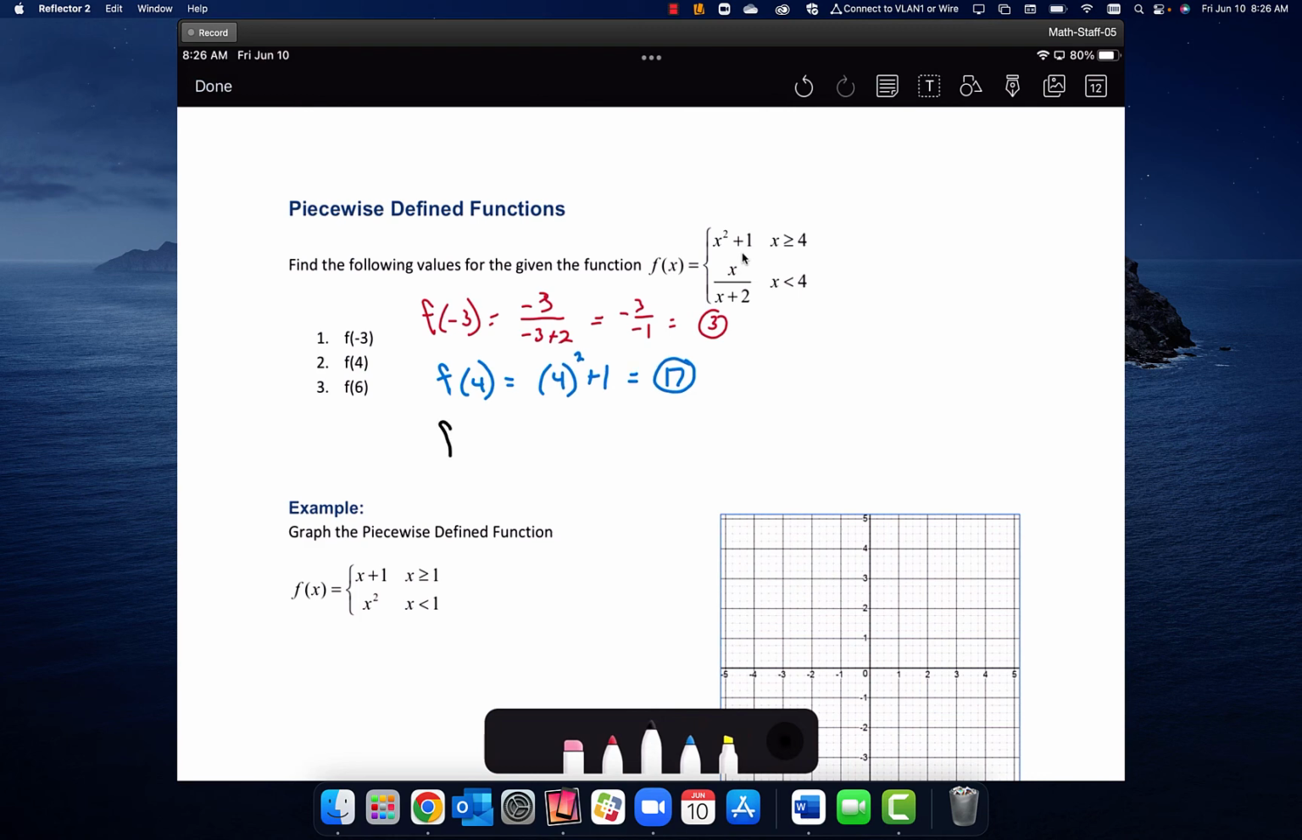And then f of 6. First of all, we have to figure out which equation we're going to use. Figure out where the 6 is, which domain restriction includes the 6. That would be the first one. 6 is up here. It's bigger than 4. So we're going to take the 6 and square it and add 1 to give us 37.